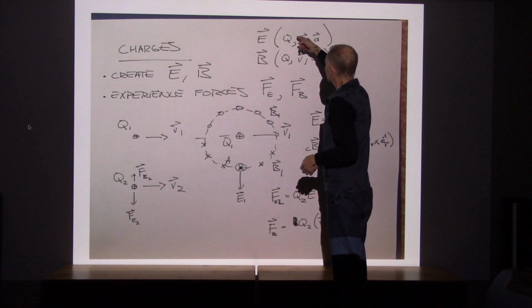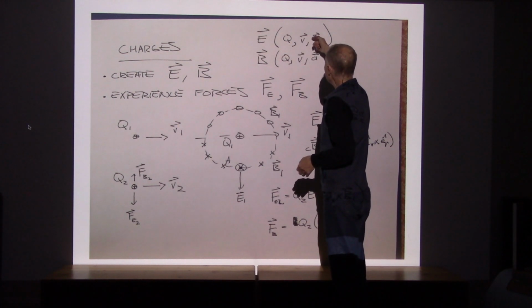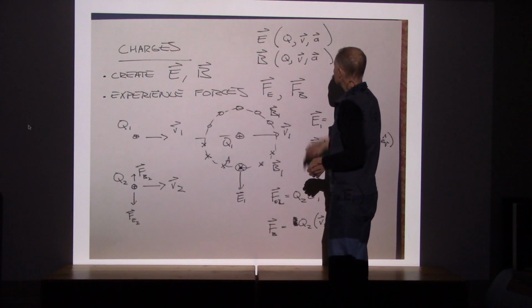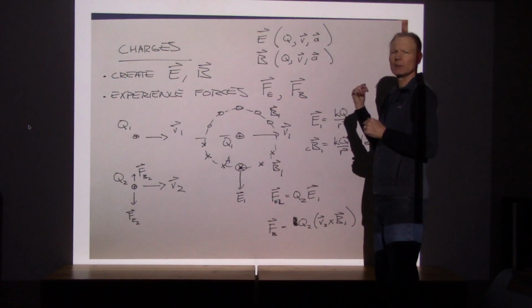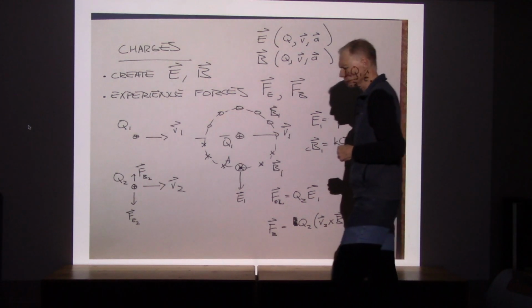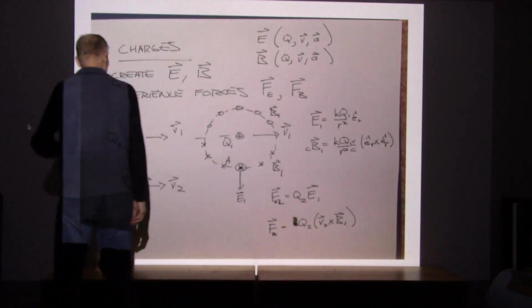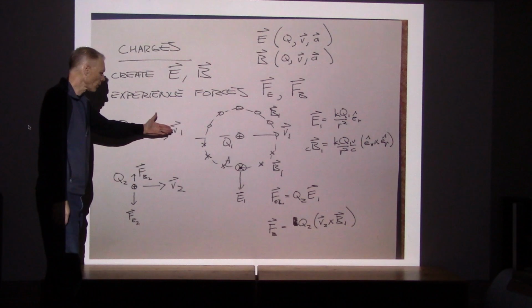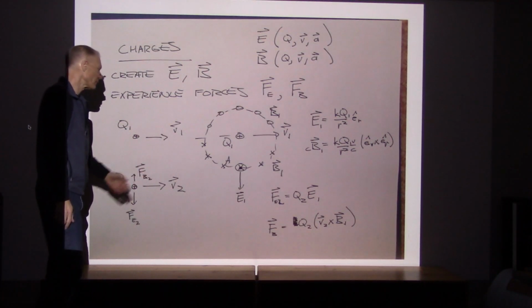They depend on how much charge there is. They depend on what the velocity of the charge is. And it turns out they also depend on acceleration. The acceleration effects, we'll see that in some later chapters. So for now, we'll just have charges moving along. We'll think of how fast they're traveling.